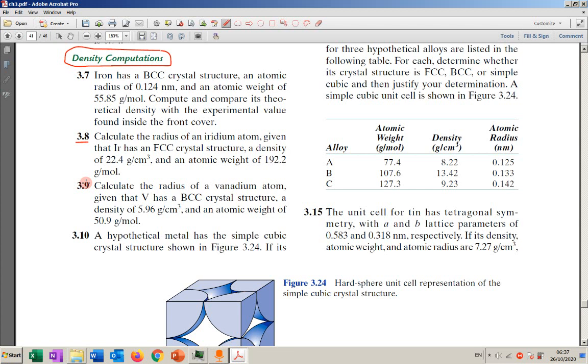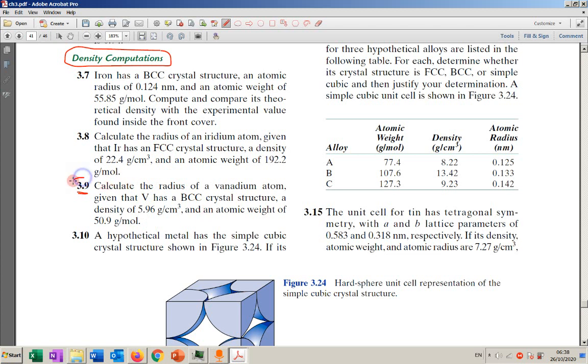Now let's change the crystal structure to be BCC. I mean 3.8 and 3.9 are the same, but let's choose the BCC crystal structure. It says calculate the radius of a vanadium atom given that vanadium has a BCC crystal structure, a density of 5.96 gram per centimeter cube, and an atomic weight of 50.9 gram per mole. We did it for FCC, let's check this one to be BCC.